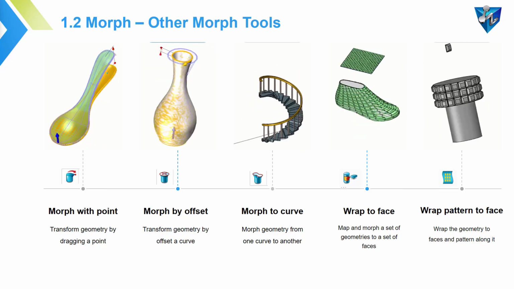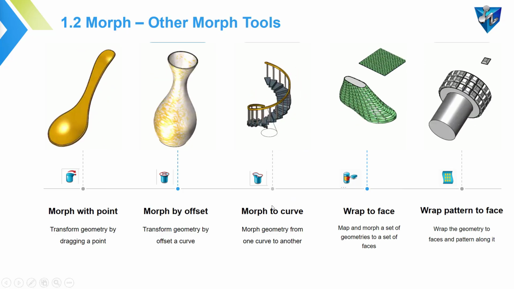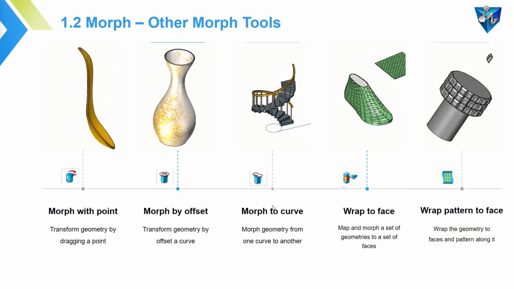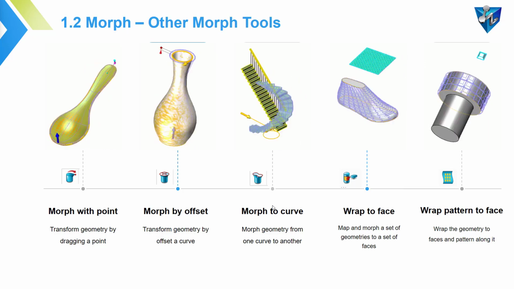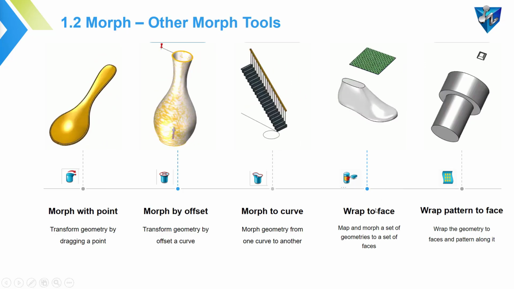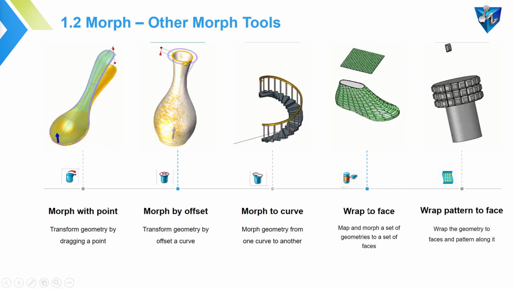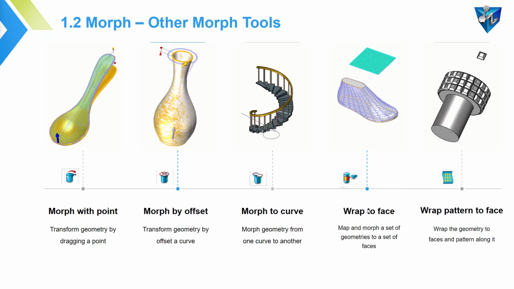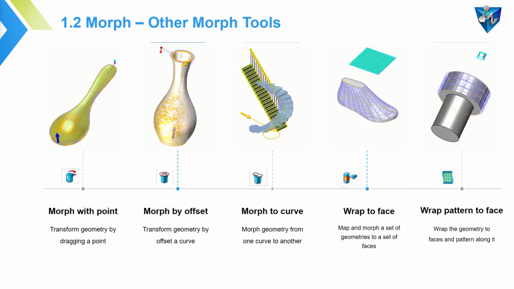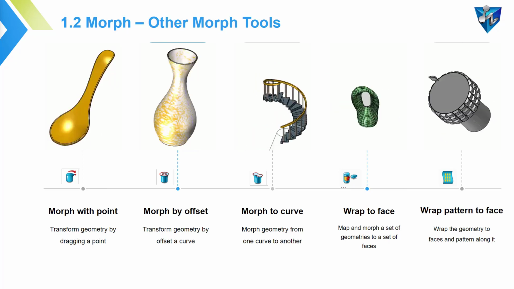And the third one is more powerful. We can use it to morph geometry from one curve to another. Like in this staircase, we can morph the linear stair to a circular stair. And the next one is wrap to face. We can use it to wrap geometries to a set of faces. The geometries will obey the curvature of the face.